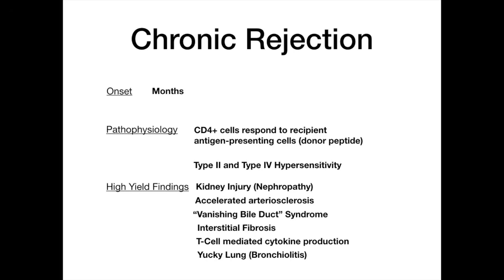So that includes nephropathy, so your kidney injury, accelerated arteriosclerosis, something called vanishing bile duct syndrome, where you literally have destruction or a seeming disappearance of the bile ducts, interstitial fibrosis in multiple different areas, T-cell mediated cytokine production, and bronchiolitis obliterans, which for the purpose of this mnemonic I call yucky lung. Okay, so that's a lot of stuff, right? How the hell are you going to remember this one? Well, the third sentence in our story is that months later, they have 24 cavities.